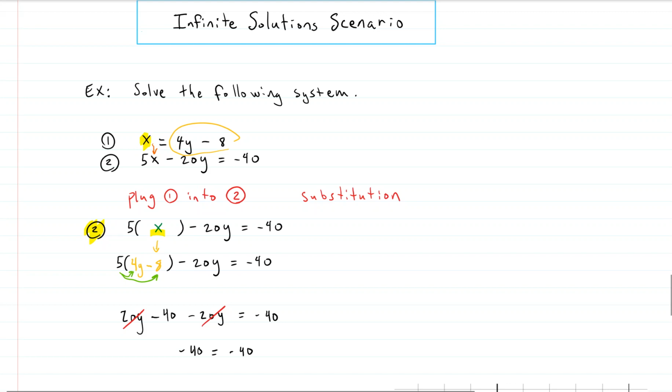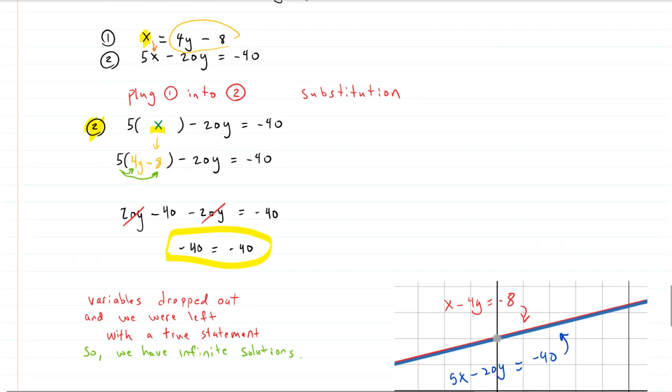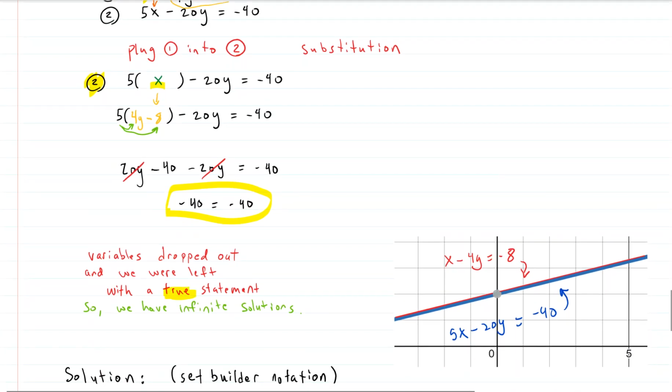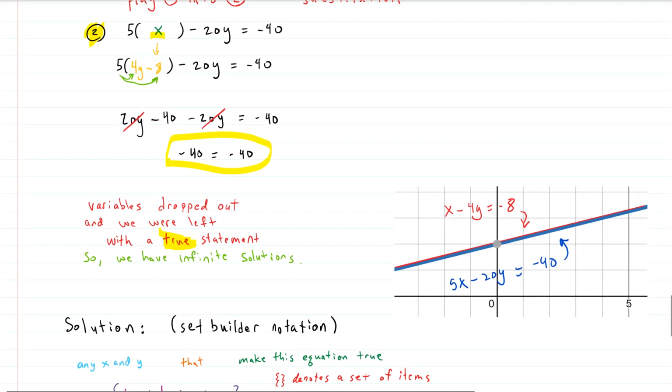So you're thinking all of my variables dropped out. They did. And what's left? Numbers and an equal sign. And they make a true statement. Negative 40 does equal negative 40. So the variables dropped out and we were left with a true statement. So that means we have infinite solutions. So if we look over at the graph, you can see equation 1 and equation 2 here, and they're both the same line. So any point on one is a point on the other. So we have infinite solutions.